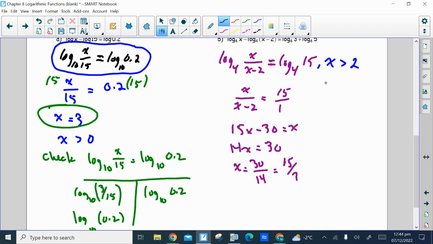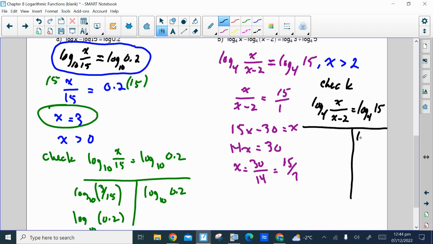And like we did before, we'll check it. We'll check to make sure that log base 4 of x over x minus 2 is equal to log base 4 of 15. So when we let x equal 15 over 7, it'll be the log base 4 of 15 on 7 over 15 on 7 take away 2.